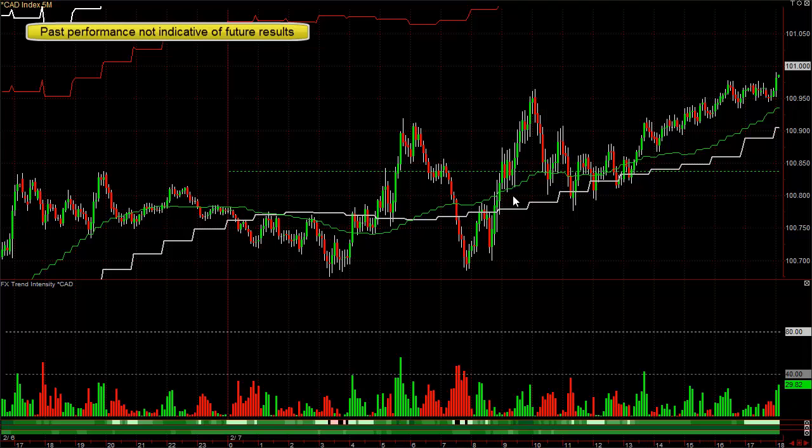CAD, this is a kind of pattern. I don't trade the CAD pairs that often, but you can find chart-based patterns on this that oftentimes lead to moves.